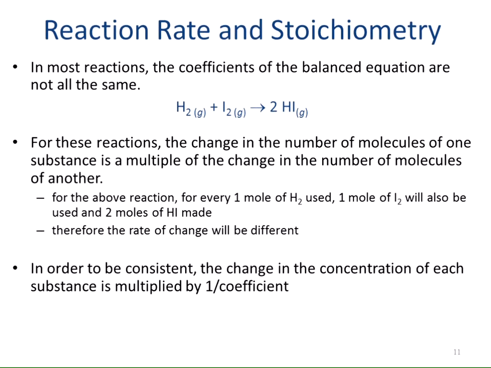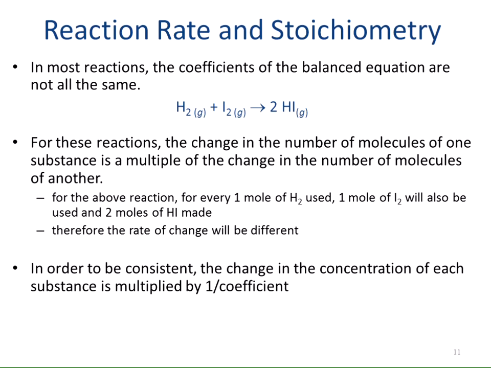Now let's look at how stoichiometry can affect the reaction rates. In most reactions, the coefficients of the balanced equation are not all the same. So notice how in this reaction where hydrogen and iodine combine to make HI, it's a 1 to 2 mole ratio. Now for these reactions where you don't have the same coefficients in front in the balanced reaction, the change in the number of molecules of one substance is a multiple of the change in number of molecules of another.